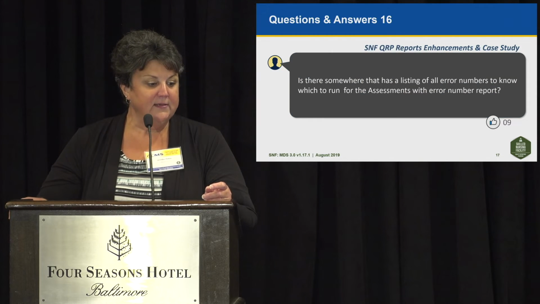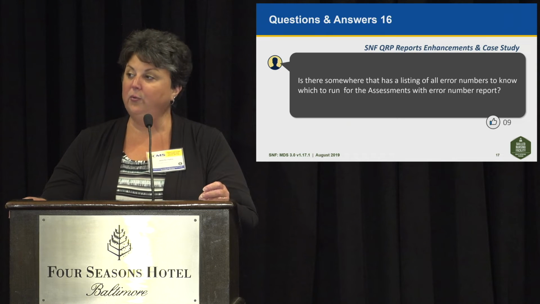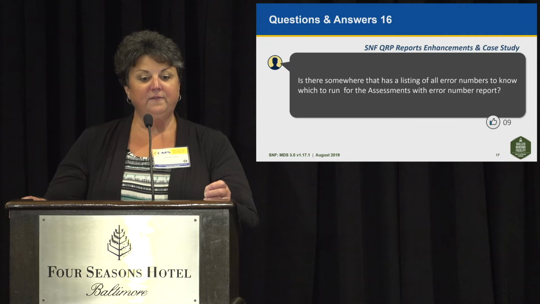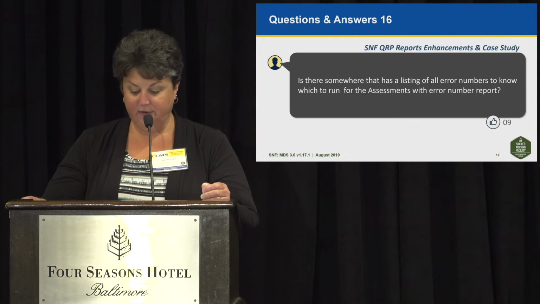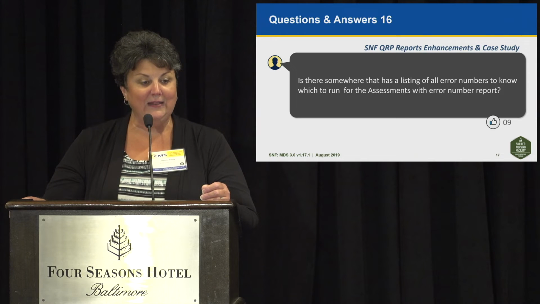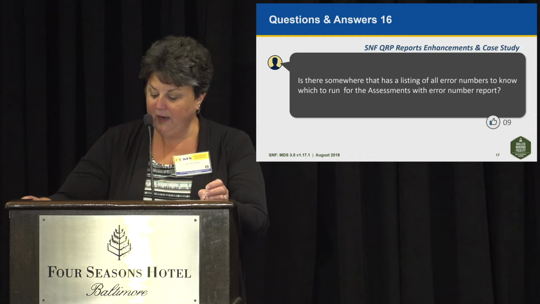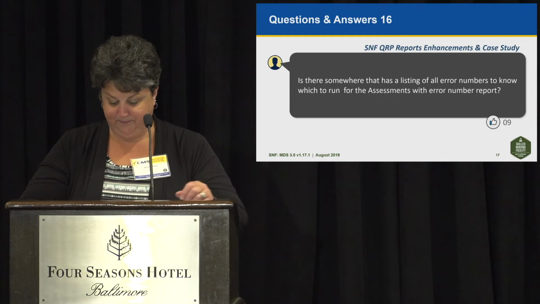Next question. Is there somewhere that has a listing of all the error numbers, to know what they mean when you run them? That is Section 5 of the MDS 3.0 Provider User's Guide. So that's not the RAI User's Manual. It's the MDS 3.0 Provider User's Guide that's available on the QTSO website.